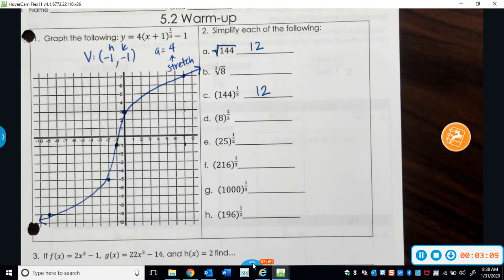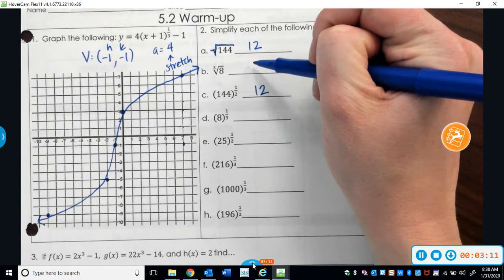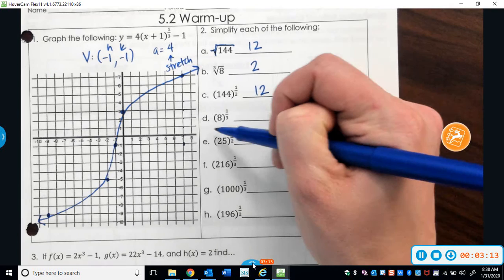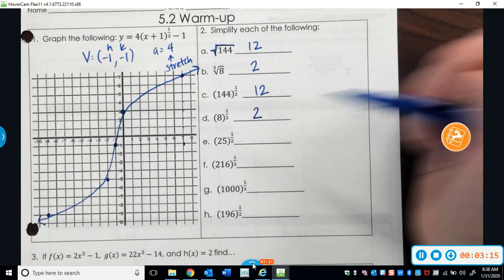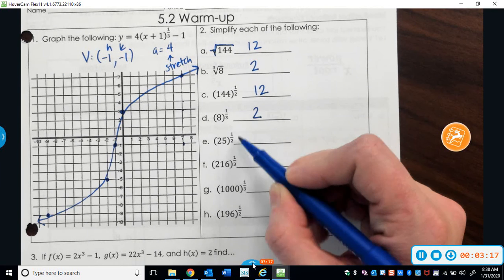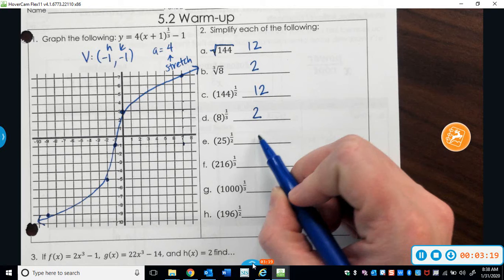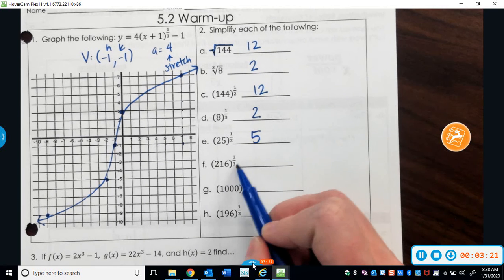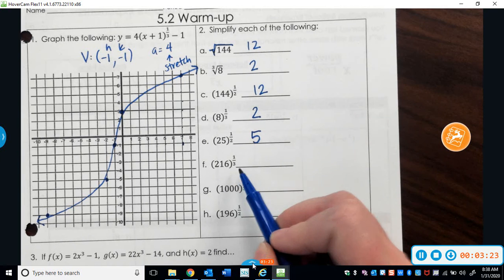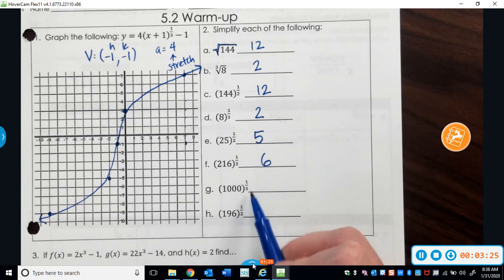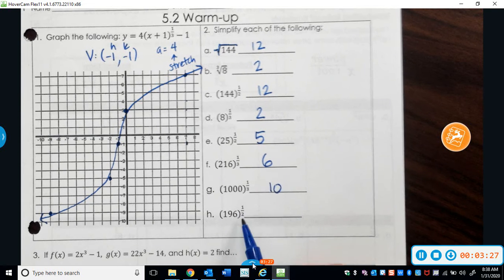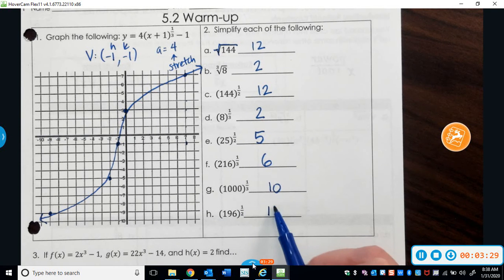So if we check some of the others, what is the cube root of 8? Okay, which means this is the same thing. It's saying the cube root of 8, which would be a 2. All right, what is this asking? Good, so it's saying square root of 25, which is 5. What's the cube root of 216? All right, good. The cube root of 1,000? Yep. And then the square root of 196? Okay. Questions about any of those?